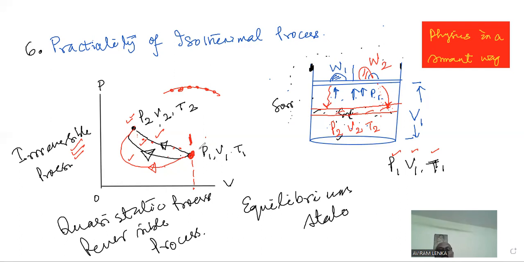So for an irreversible process, we know the initial state and the final state, but via which path or process the gas goes from the first state to the second state, P1, V1, T1 to P2, V2, T2, we have not confirmed that. We have no way to find out. So that's an irreversible process.